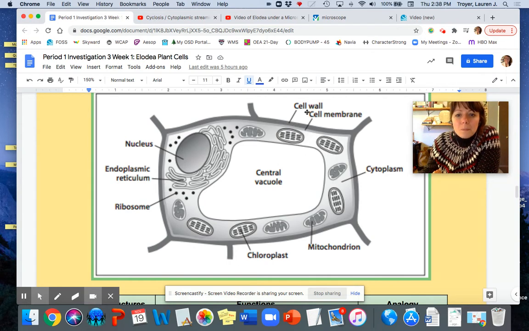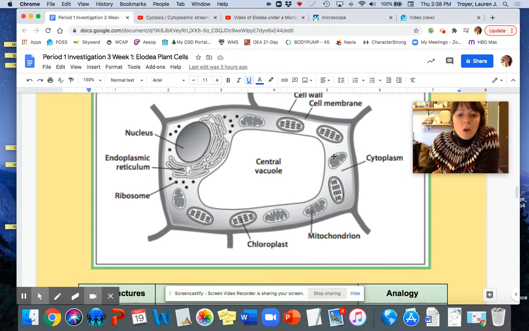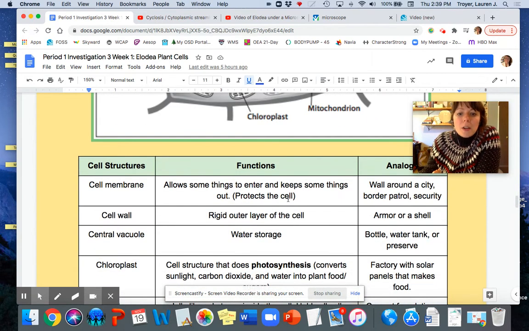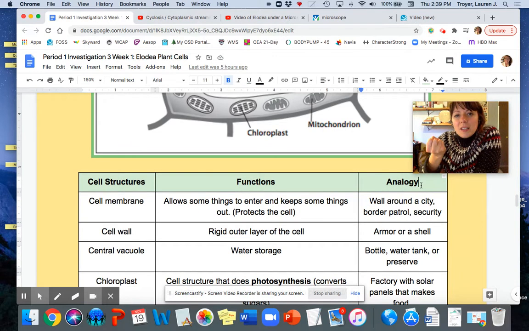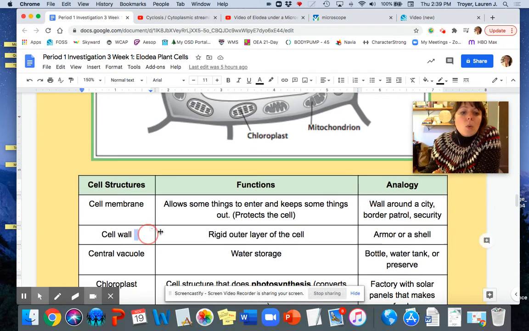So after cell membrane and cell wall, you can fill those in here. And we thought of an analogy, a way for us to remember and hold on to these terms, which are brand new and very sciencey and confusing. And so we said the cell membrane is kind of like a wall around the city or border patrol or security, letting some things in, keeping some things out. Cell wall, we said it was like an armor or shield or shell.